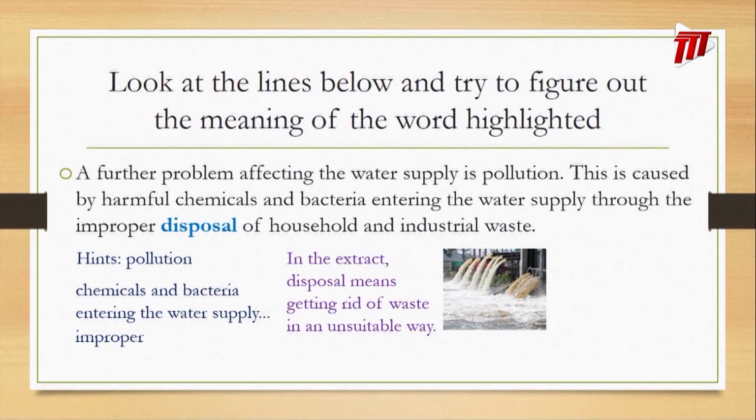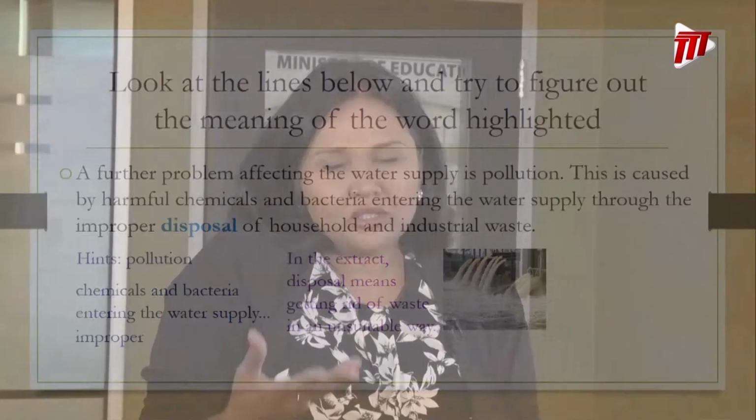So, we have the disposal of household and industrial waste happening, and this is causing pollution, which means that we are throwing away our garbage into the waterways, and this is causing the pollution. In the extract, disposal means getting rid or throwing away our waste in an unsuitable way, and the unsuitable way is what causes the pollution.